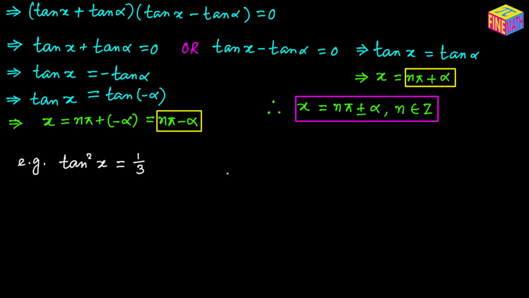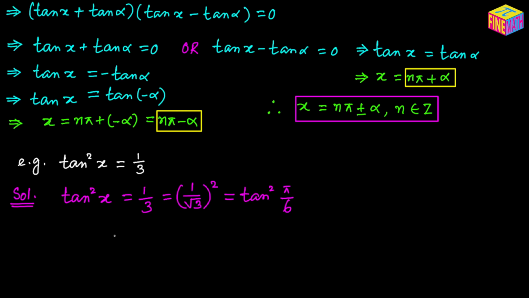Let's suppose we have been given a trigonometric equation like tangent square of x equals 1/3, and we have to solve for x. Now for this type of equation, what we can do, we can convert this 1/3 into tangent square of something. So let's try that. Can we write 1/3 as 1 over square root of 3 whole squared? Now what is 1 over square root of 3? Well, that is tangent of 30 degree, which is tangent of pi over 6. So we can write it as tangent square of pi over 6.